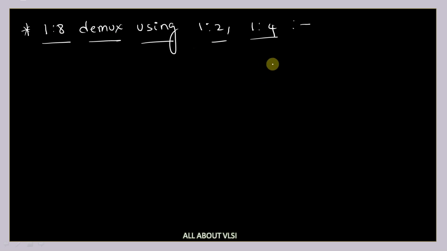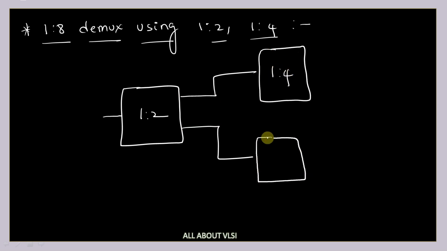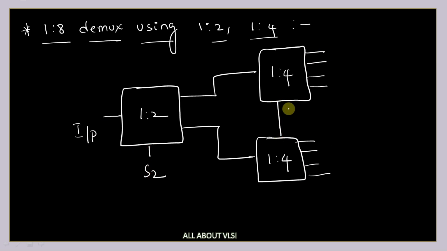We are going to take a 1:2 demux at the first stage, which is having only one input and two outputs, like this. Now, in the second stage, we are going to have two demultiplexers. This is a 1:4 demux, and this is one more 1:4 demux. Here we are going to get 1 2 3 4, 1 2 3 4, these are my outputs, and here I am going to give my input, and this is going to have a select line S2, and these are going to have the select lines S1 and S0.